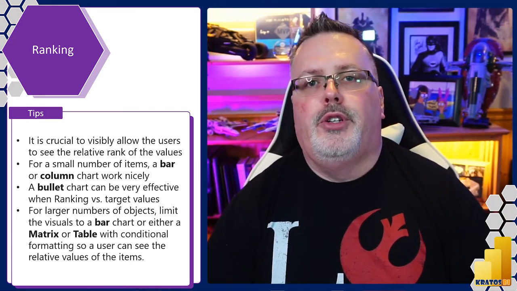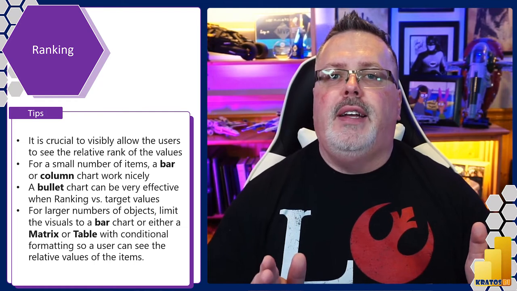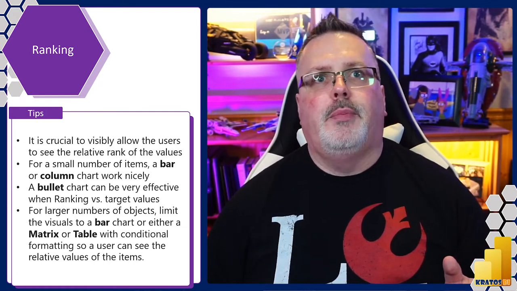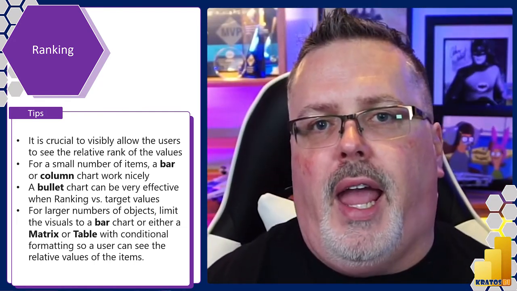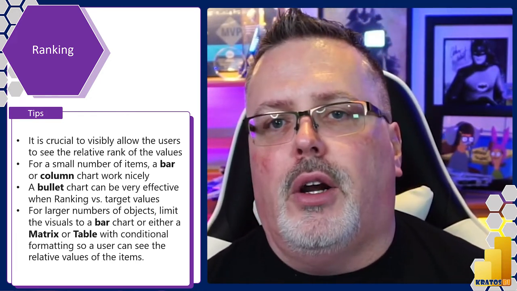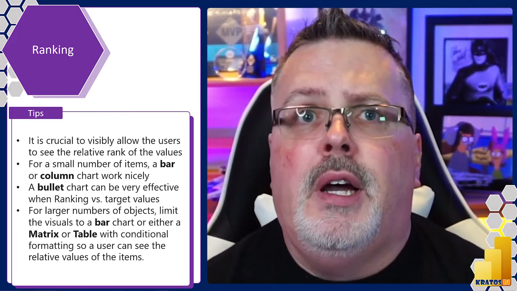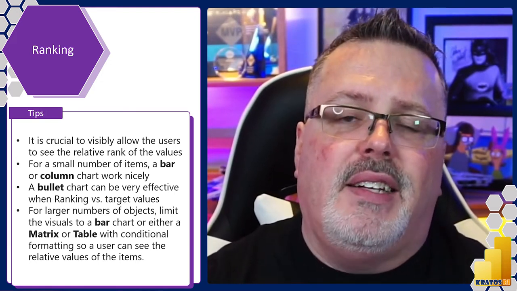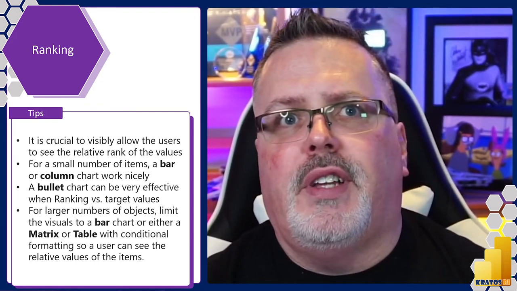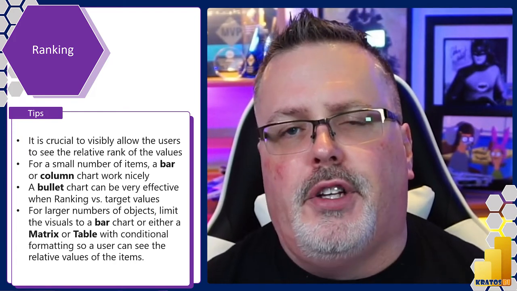Really important when we're doing our ranking visuals is to find ways where people can see the relative placement. If you're just going to be ranking a handful of items, a bar chart or a column chart can work very effectively. I am going to say that ranking is one of those visualizations, though, where you're often going to find yourself going into a matrix. Add in some conditional formatting so that people can really understand how far they need to go in order to get that next level. Let's head on down to the data visualization style guide.